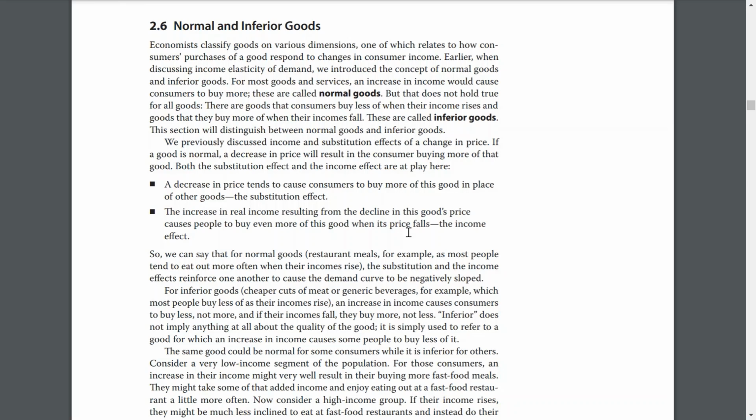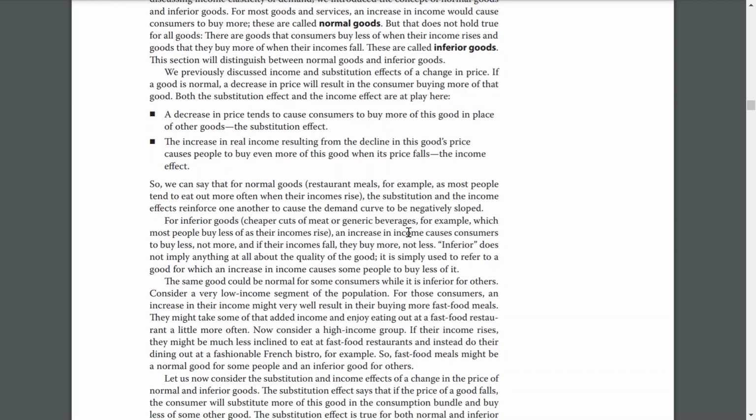Both the substitution effect and the income effect are at play here. A decrease in price tends to cause consumers to buy more of the good in place of other goods. That is the substitution effect. The increase in real income resulting from a decline in the good's price causes people to buy even more of the good when its price falls. That is the income effect. So we could say for normal goods, restaurant meals for example, as most people tend to eat out more often when their income rises, the substitution effect and the income effect reinforce one another to cause the demand curve to be negatively sloped.